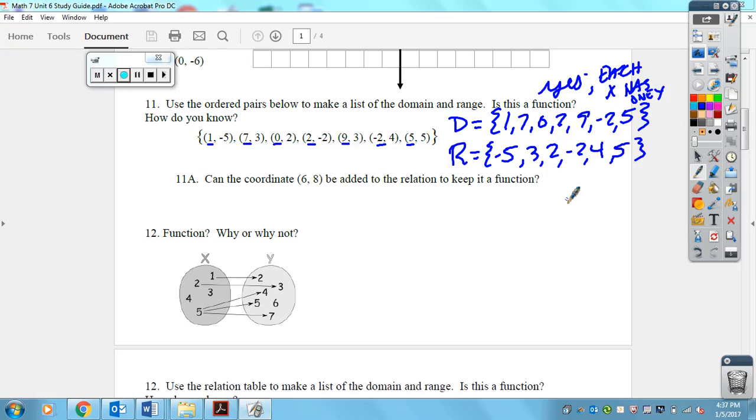11a, can the coordinate (6, 8) be added to the list to keep it a function? Well, since there is no 6, that would be okay. So yes, you can, because 6 does not repeat anything. Number 12, is it a function? Definitely not, for 2 reasons. 5 has multiple outputs, and also these have no outputs. It's not a function because 4 has no output, 3 has no output, and 5 has 3 outputs. In order to be a function, each x has to have exactly 1. So you can say no, 5 has 3 outputs, or no, 4 has no output, and 3 has no output.